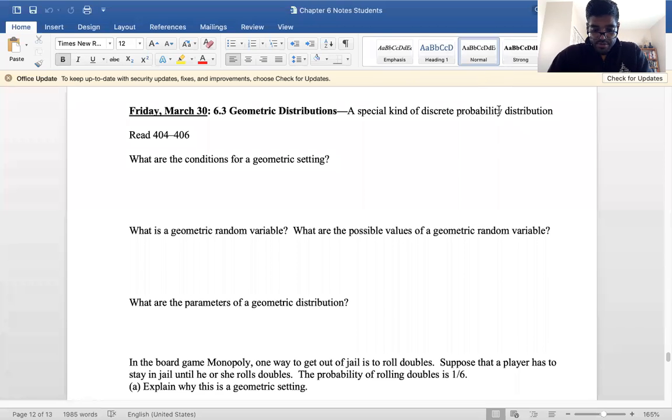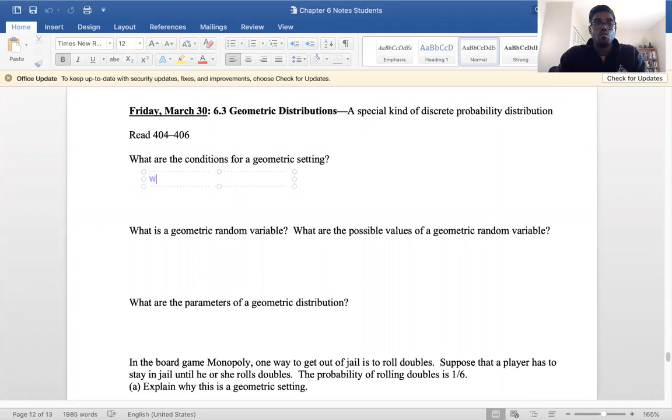All right, everybody. This is the last video in the chapter 6 set of videos, which is on the geometric distribution. So the last part of 6.3 here. The geometric distribution is very similar to the binomial distribution that we talked about in the last video, but here we have one slight difference. And so what is the geometric distribution?